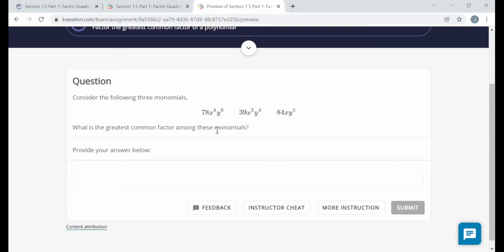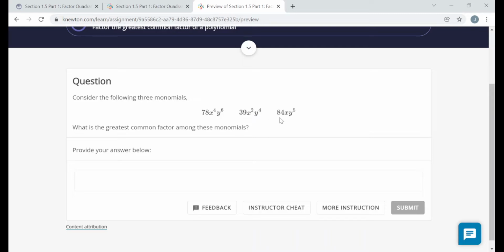Alright, and then this one's just simply, if these were 3 terms of a polynomial, what's the greatest common factor? Alright, so 78 is 6 times 13, 2 times 3 times 13. This is 3 times 13, so they have 3 times 13 in common so far.